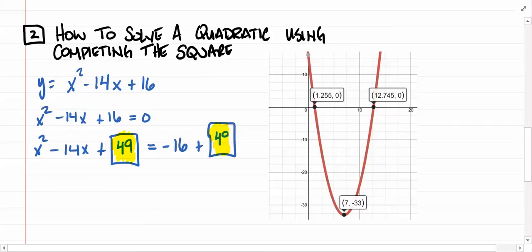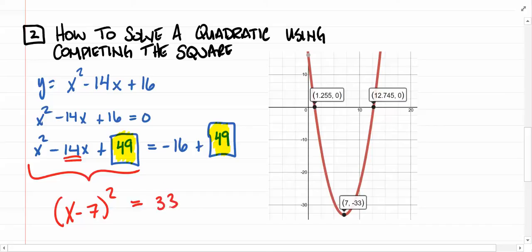So that must mean that 49 is what I have to add to the other side of the equation to keep my equation balanced. Now, this part on the left-hand side will always break down to x minus 7 quantity squared. It'll always be half of your b term squared. On the right-hand side, if I take 49 and we subtract off 16, we get 33. So I get 33 over here.